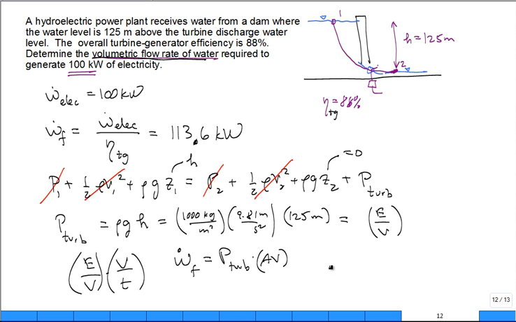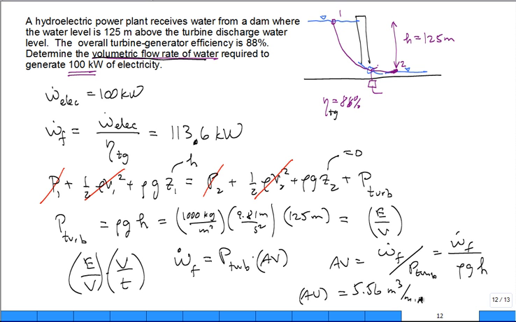So the volumetric flow rate is equal to W dot fluid divided by P turbine, equal to W dot fluid divided by rho g h. When you run the units, the volumetric flow rate turns out to be 5.56 meters cubed per minute.